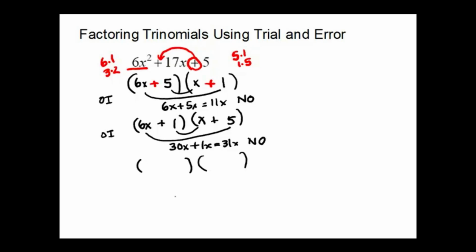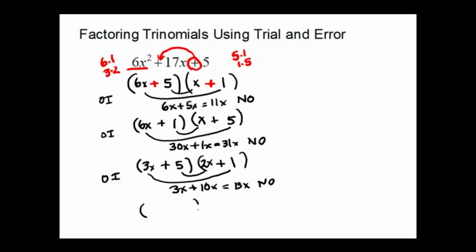So we'll do our parentheses. We'll do our signs just like before. 3x, 2x. And we'll start with the 5 and 1 so that we're very orderly. Check. On the outside, 3x. Inside, plus 10x. 13x does not work. We have to try the other choice. We can't assume that it works.